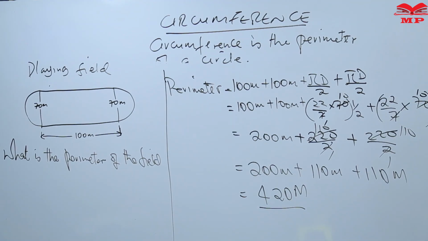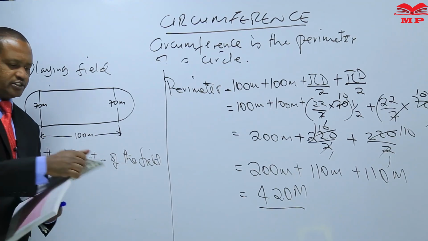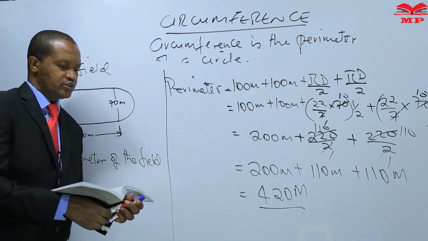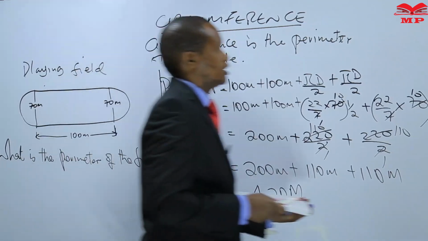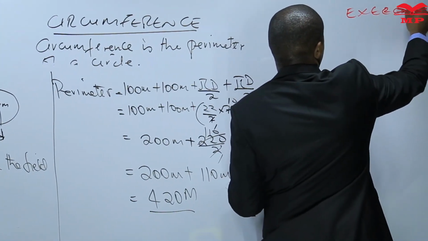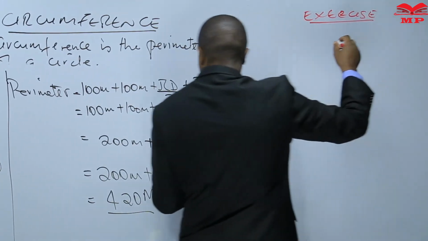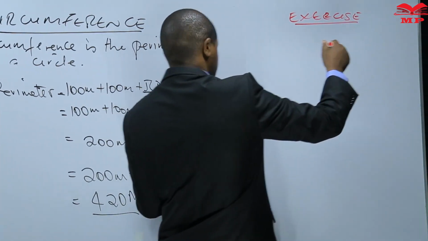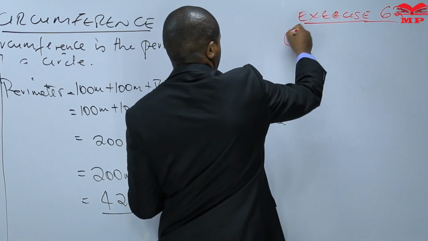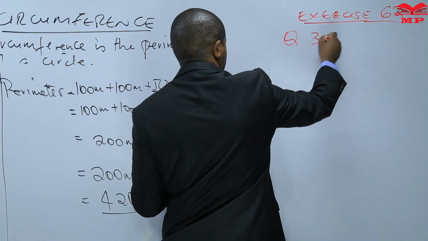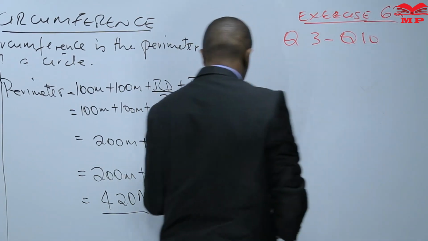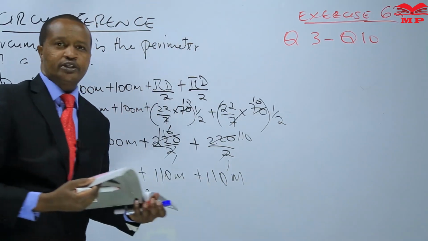Then question 2 is now your turn to practice. Go and do question 3. Let me write it on the board. This is your homework exercise. Exercise number 62 from your book. Go and do question number 3 up to question number 10.